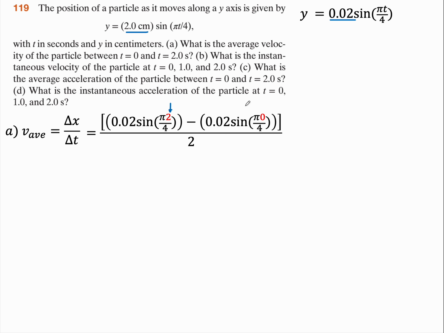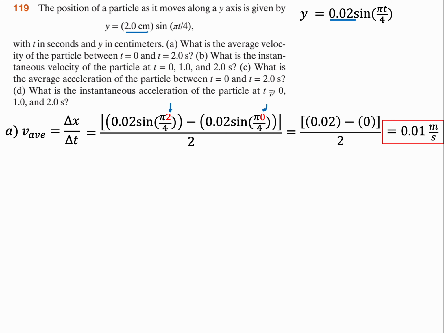0 seconds here. And if you notice again, what we end up over here is this simply becomes pi over 2. Sine of pi over 2 is 1. And so we simply end up with 0.02 minus 0 over 2, meaning our average velocity during this interval is 0.01 meters per second.